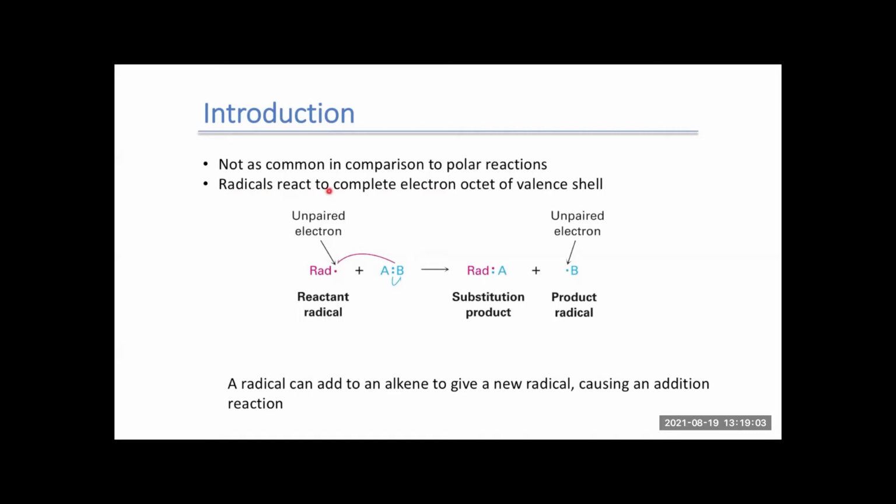Radicals react to complete the electron octet of a valence shell. So here we have an unpaired electron. That unpaired electron is going to react with a compound so it can have a full octet. But now you see we have another radical here. And so a radical can add to an alkene to give a new radical, which is how we can cause an addition reaction sometimes.